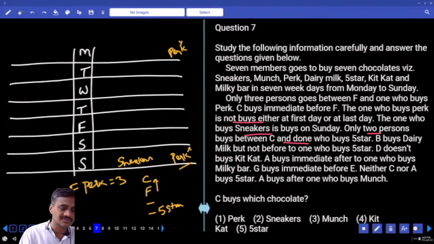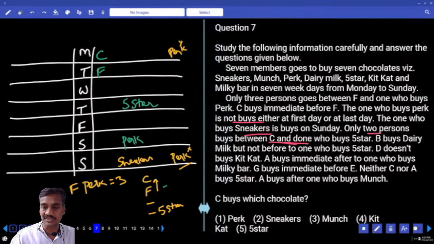Perk cannot be at this place. Can we have Perk at this place? Let us start from the beginning. Now if Perk is here, then there are three persons between C and F: One, Perk and F. F will be here. If F is here, C will be here. Done with this? Hence, Perk and C were here. Then between F and 5 Star, how many persons are there? There is exactly one person, and the one who bought 5 Star must be on Thursday. And only two persons between C and the one who buys 5 Star. B buys Dairy Milk, but not immediately before the one who buys 5 Star.